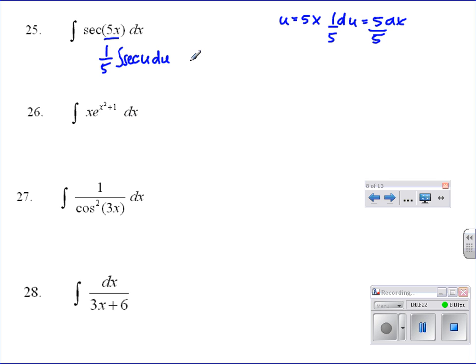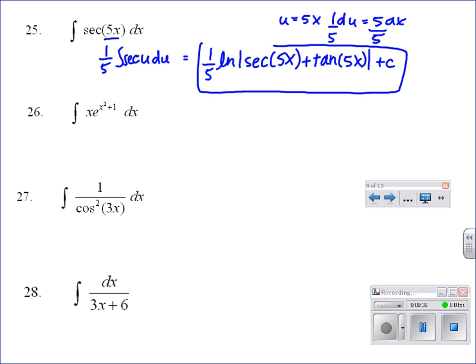Now the antiderivative of secant is natural log secant plus tangent. And I went ahead and just substituted back in my 5x for my u. You don't have to write down your u if you realize it's always just the reciprocal of what's in front of x there.